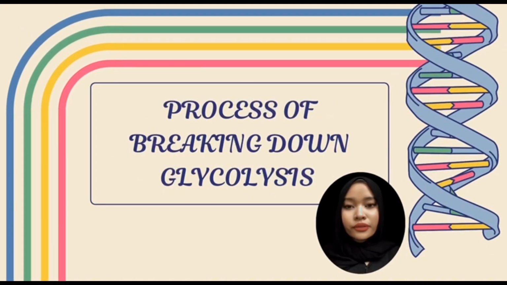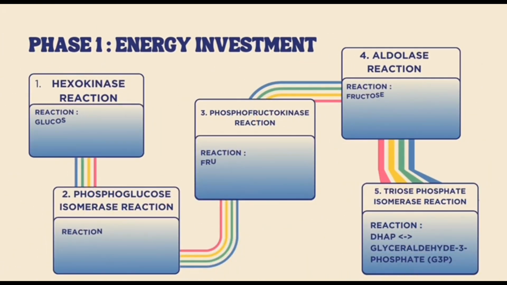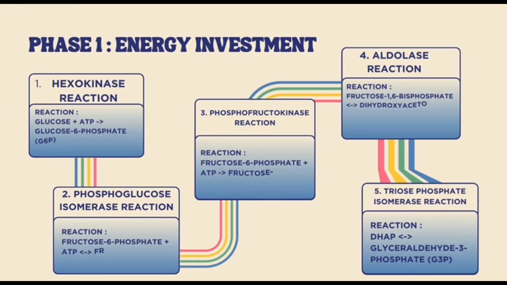Glycolysis is a series of 10 enzymatic reactions that convert glucose into pyruvate, generating small amounts of ATP and NADH in the process. Here's a step-by-step breakdown. Starting from phase 1, where energy investment involves 5 steps, the first step is the hexokinase reaction, where glucose is phosphorylated to trap it in the cell. Secondly, the phosphoglucose isomerase reaction, where glucose 6-phosphate is rearranged into fructose 6-phosphate.